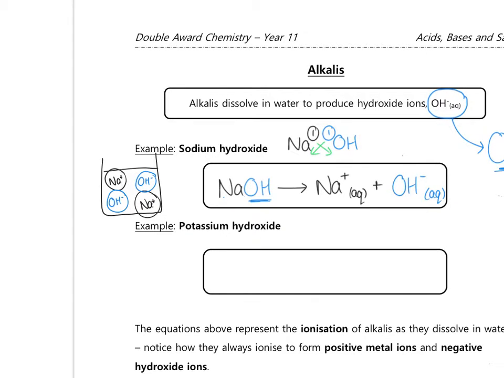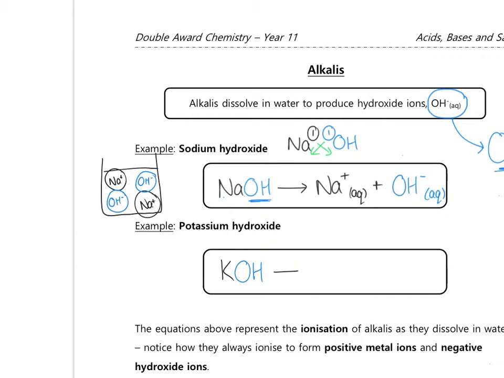Why don't you give it a go for potassium hydroxide? Potassium is also in group 1, so you end up with the same formula, just with potassium replacing sodium. So it's KOH. Pause the video, see if you can write the equation for the ionization of this alkali.